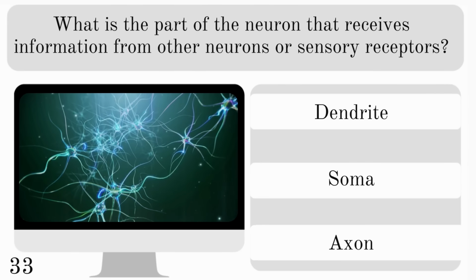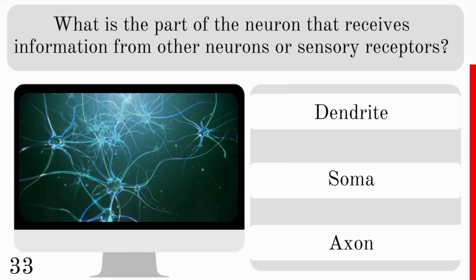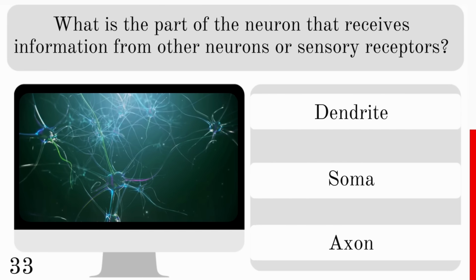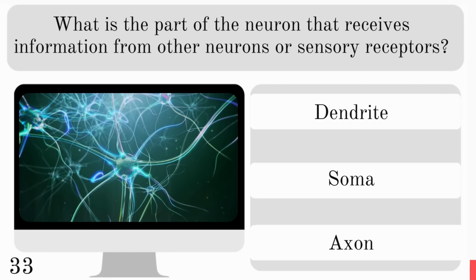What is the part of the neuron that receives information from other neurons and sensory receptors? Dendrite, soma, or axon? And the correct answer is dendrite.